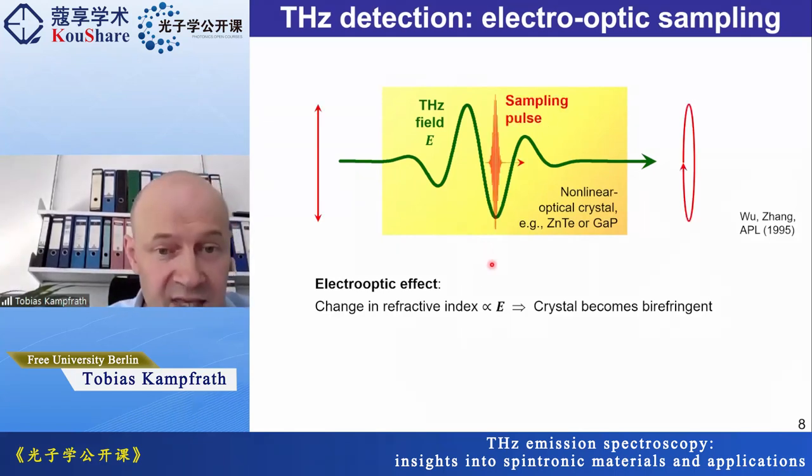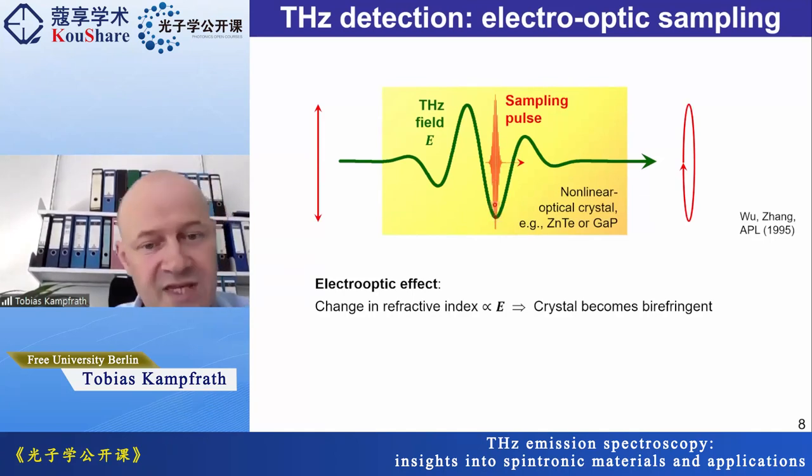What does this mean? If we now send a co-propagating sampling pulse through the crystal, then this pulse will feel that in this direction, the refractive index is a little bit different and proportional to the terahertz field, whereas in the direction perpendicular to it, so out of the screen plane, the refractive index has not changed. So this means at this position of the sampling pulse, the crystal is temporarily or transiently birefringent.